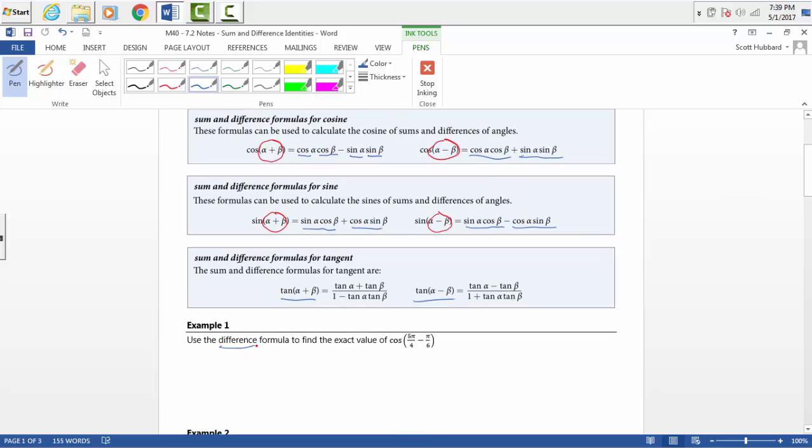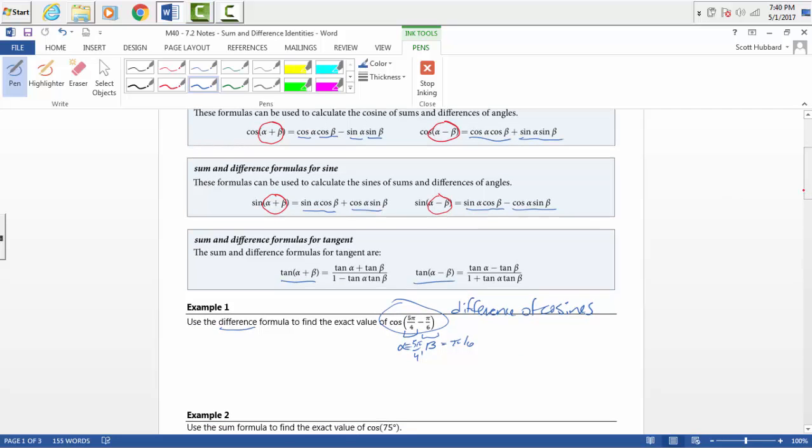The first one says let's use the difference formula to find this exact value, cosine of that angle. First things first, my alpha is going to be 5 pi over 4, and my beta is going to be pi over 6. Since they're getting subtracted, this is going to be the difference formula for cosine. I'm going to apply that formula and see where it takes me, and of course we're going to use the unit circle eventually.